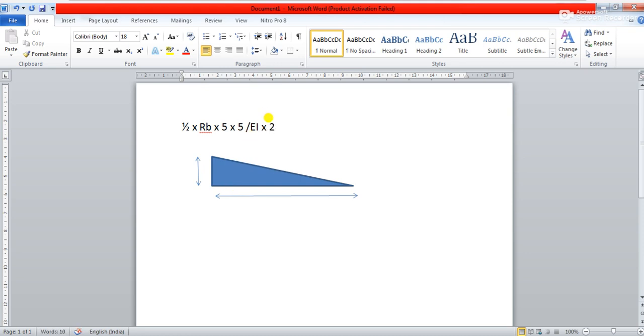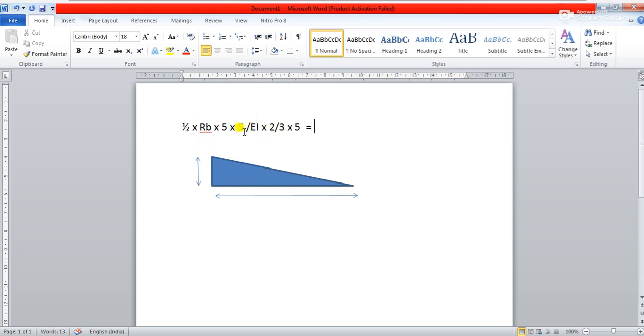So where will be the centroid of this triangle? The centroid of this triangle will be at a distance 2/3 of what? 5. 2/3 of 5, isn't it? Will it be or not? Tell me. Yes, sir. Clear? Now it is clear. So now you see this half and this 2 will cancel out. This 2 and 2 will cancel out. Then you are going to get 5 cube, and there will be a divide by 3. Is it now clear? Have you understood it?